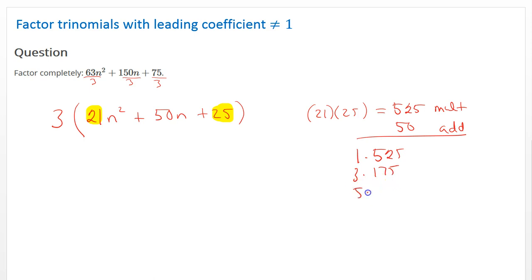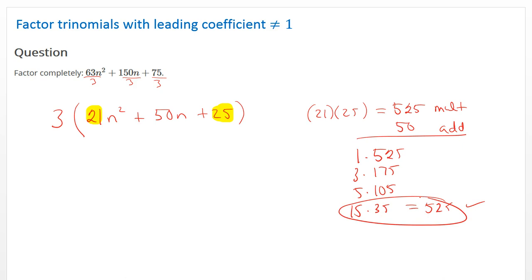4 doesn't go in there. 5 does. 525 divided by 5 is 105, but once again, that doesn't add to be 50. We know they're both positive. That's the only way you add to be a positive number. So I have to get bigger, and then you may just want to guess. What worked actually is 15 times 35. So again, if you multiply that together, that gives you 525, and it does add to be 50: 15 plus 35. Now, this could take a little while. You have to be patient.